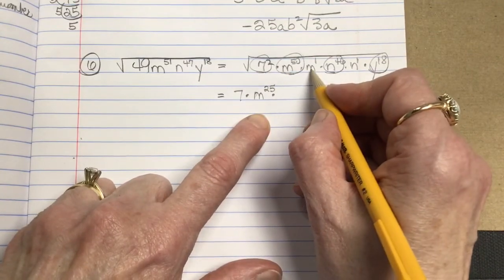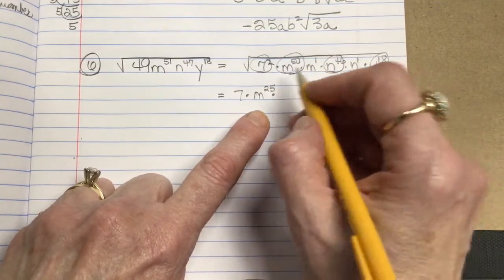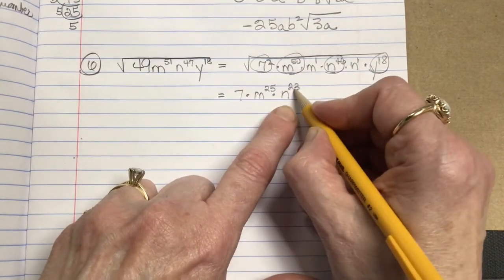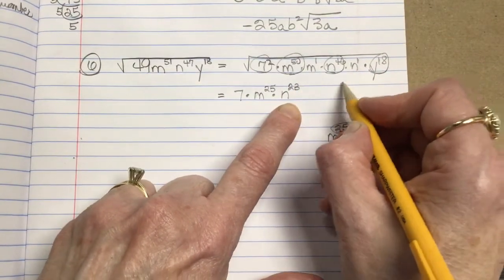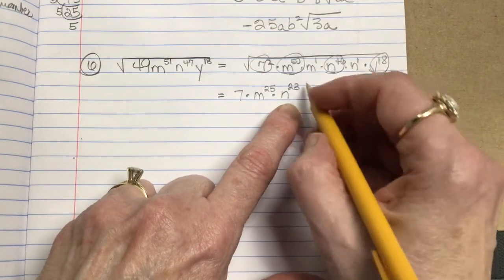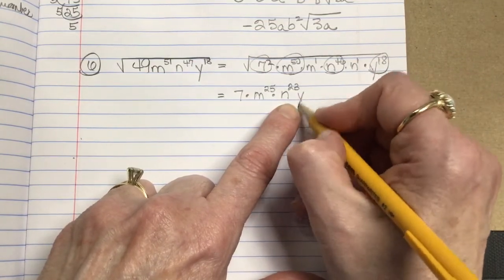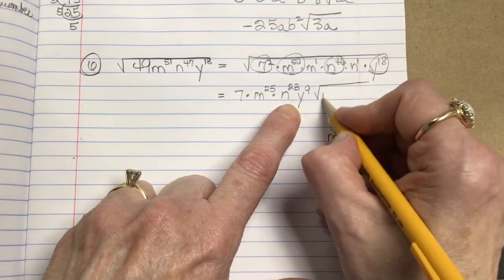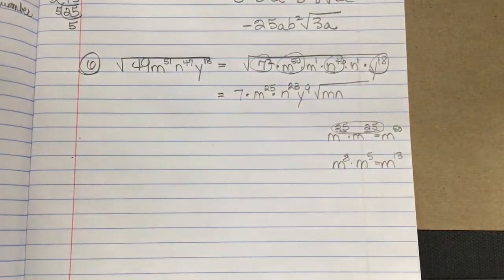We'll come back to that m. Now what about n to the 46? What would be its square root? N to the 23. That n's going to stay. And then what's the square root of y to the 18th? Y to the 9th. And so what's inside is going to be an m and an n. And that's all that got left.